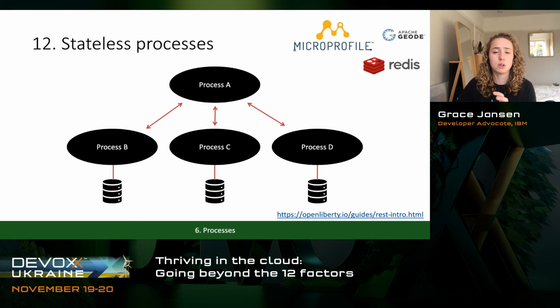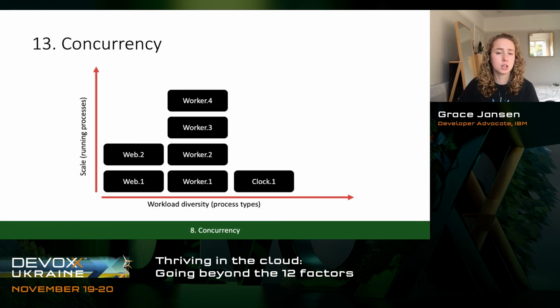So there's lots of different options. You can also take a look at the MicroProfile REST Client to be able to enable you to build sort of stateless applications. Number 13 is concurrency, and again, it links into the original factor, concurrency. So what is this one all about?